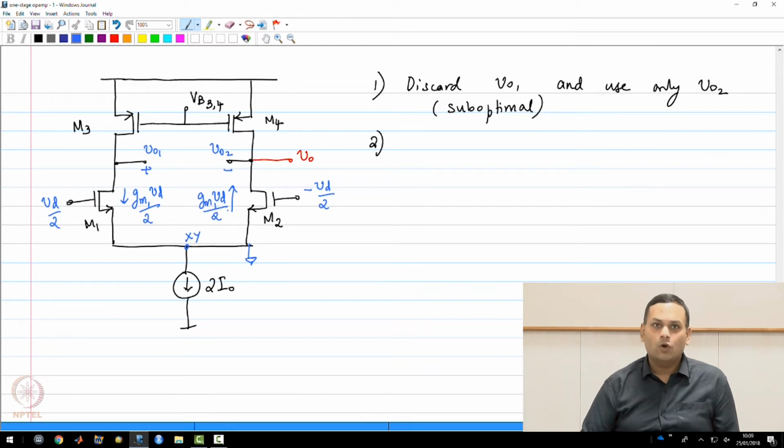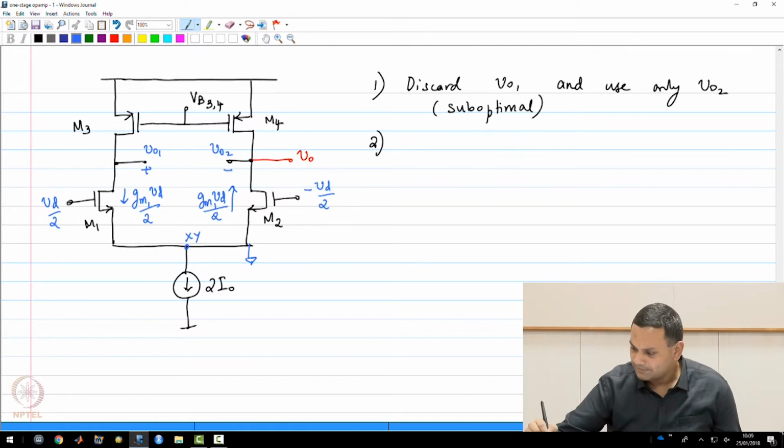Now where does this current flow? Clearly this current needs to flow through some path. As I have drawn it, the circuit does not give us any insight as to where the current flows. If we draw the small signal equivalent circuit, you will get a better picture. So we are going to do that next.